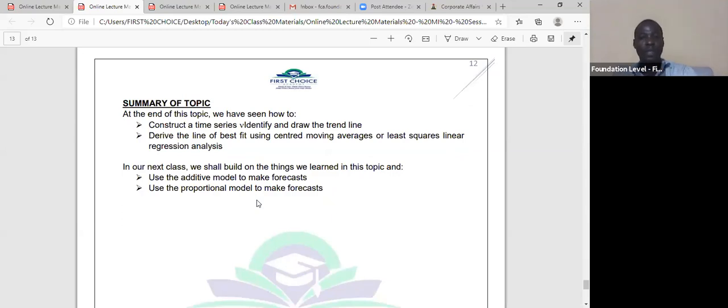I'll call it topic 7B, so that you will not think it's a different topic. So we have seen how to construct a time series, identify and draw the trend line. We have seen how to derive the line of best fit using centered moving averages or the least square regression analysis method. Next class, we are going to be looking at the additive model and the proportional model.